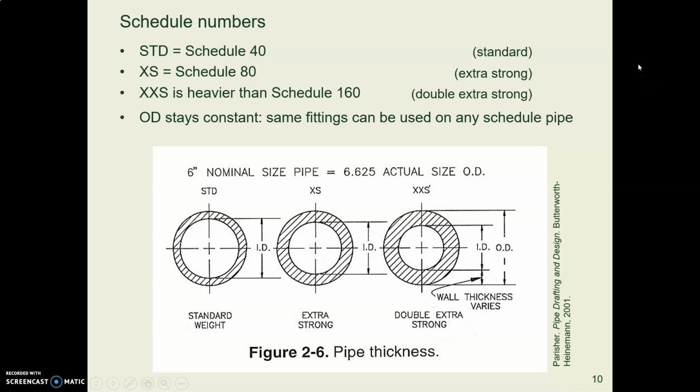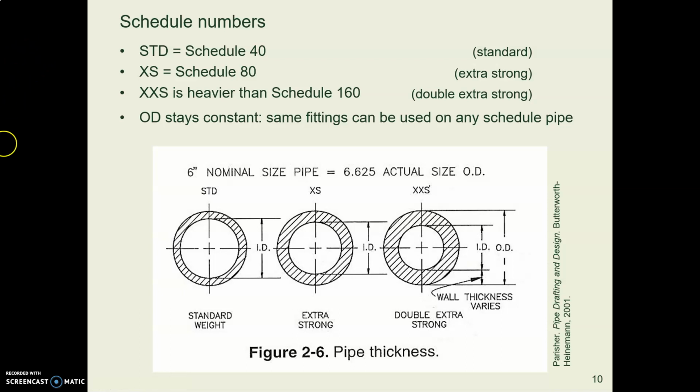Ordinary pipe, standard pipe: you go to the hardware store, you say, please give me some pipe. That is called standard pipe. It's also called Schedule 40. Standard pipe is Schedule 40, and we're going to go look at a pipe schedule in the Far West Steel catalog in just a second.